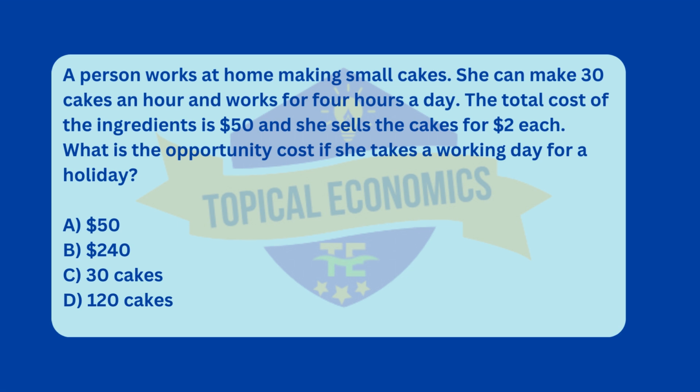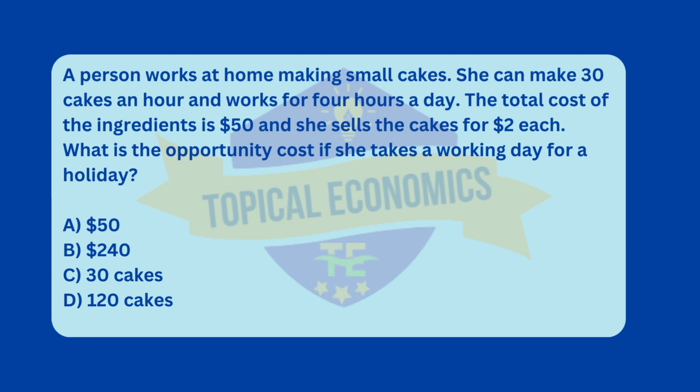Analyzing the other options. Option A, $50, is incorrect, because $50 is the cost of ingredients for the cake she makes, but the opportunity cost refers to what she forgoes by taking a holiday, which is the cake she could have made, not the cost of the ingredients. Next, option B, $240, is incorrect, because $240 represents the revenue she could earn from selling 120 cakes, 120 cakes times $2 per cake, but the opportunity cost is about the number of cakes she could have made, not the revenue she would earn from selling them.